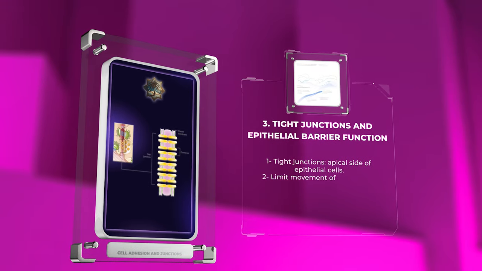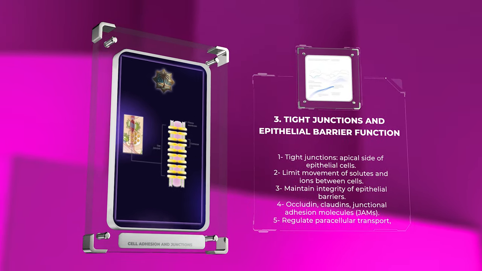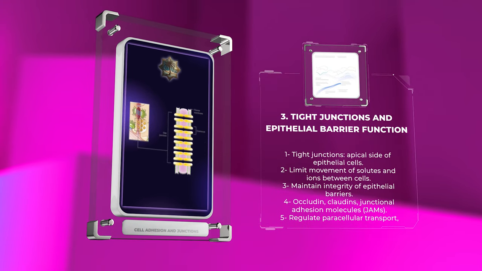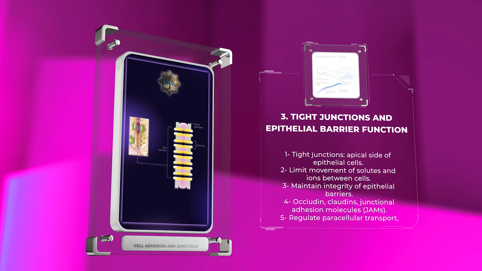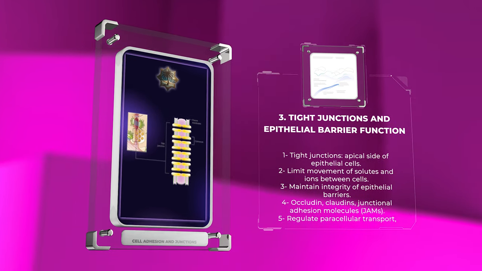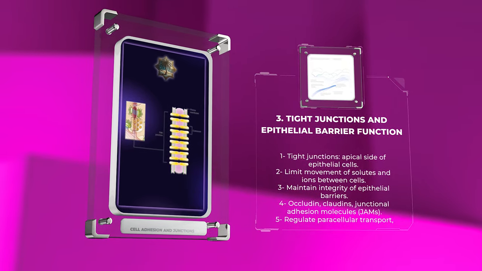Tight junctions are specialized structures found at the apical side of epithelial cells. These junctions limit the movement of solutes and ions between cells and maintain the integrity of epithelial barriers. Occludin, claudins, and junctional adhesion molecules, JAMs, are key components of tight junctions. These proteins regulate paracellular transport and prevent the penetration of pathogens.